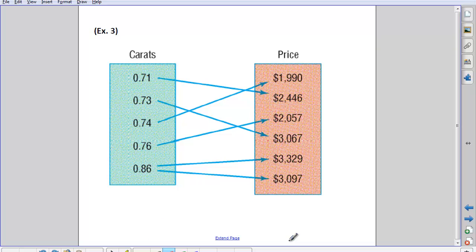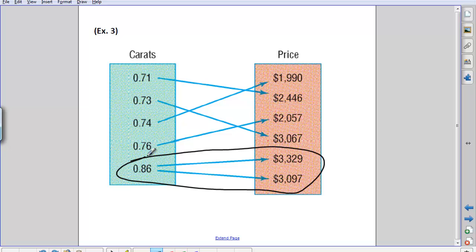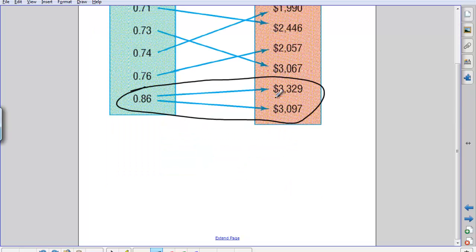Here we have a mapping between carat weights of diamonds, I presume, and their price. First, is this a function? I want you to look. One output, one output. Each of these have one output, but you get down here to the bottom. 0.86 carats has two output values. It's two diamonds, both 0.86 carats, but with two different prices. So because of this right here, this input having two outputs, not a function.